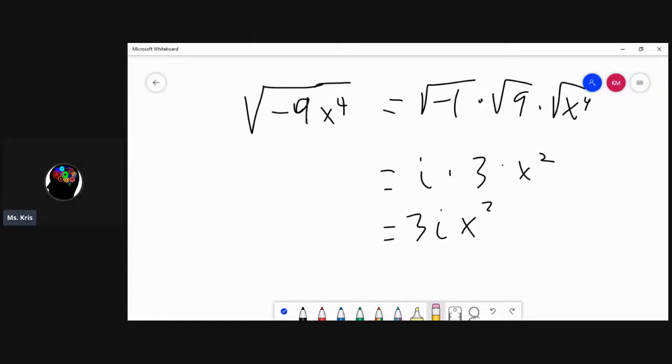Now, say for instance, that was x to the 3rd instead of x to the 4th. Well, the square root of x to the 3rd is x square root of x. Therefore, my answer is 3i x square root of x.